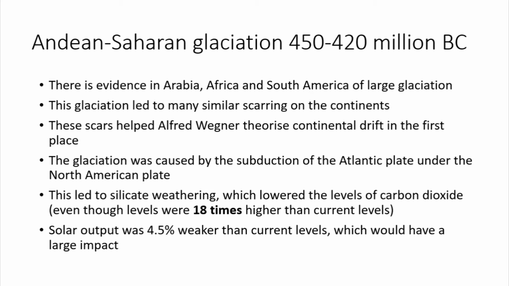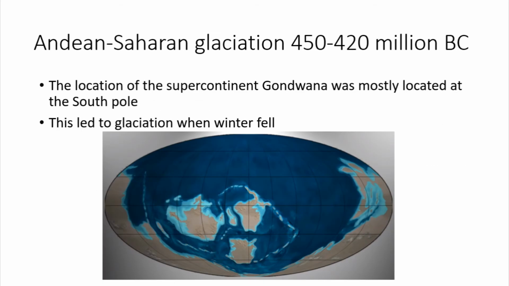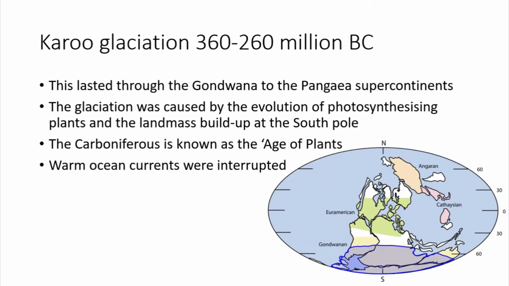But the levels of carbon dioxide held that up, but now that they had dropped, that led to the ice age. The supercontinent Gondwana was located mostly at the South Pole, and this led to glaciation when winter fell. And before you say anything, this was not the one after Pangaea. There's no Laurasia on Gondwana. All this is Gondwana.